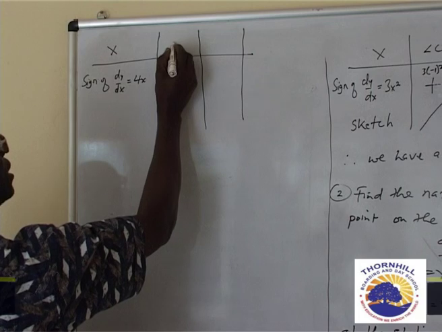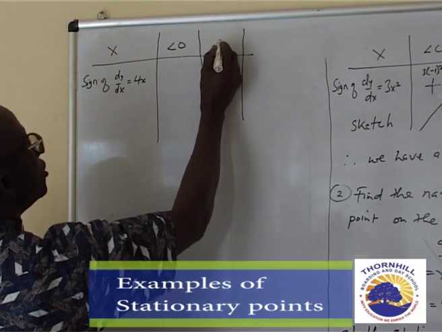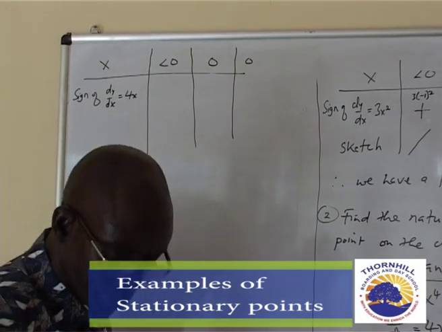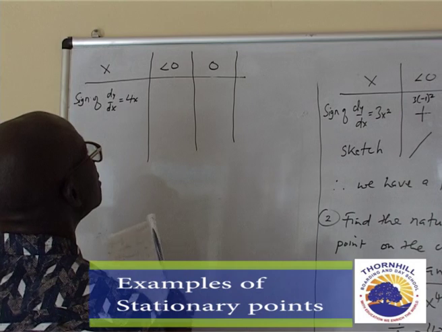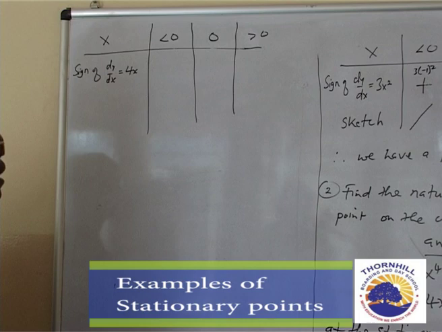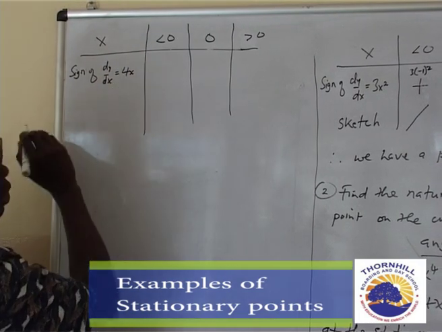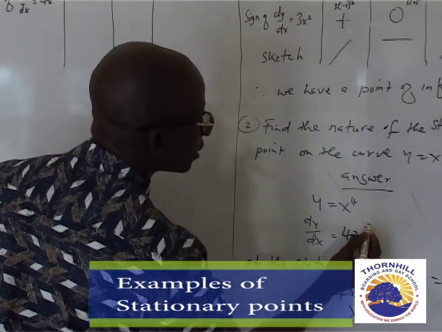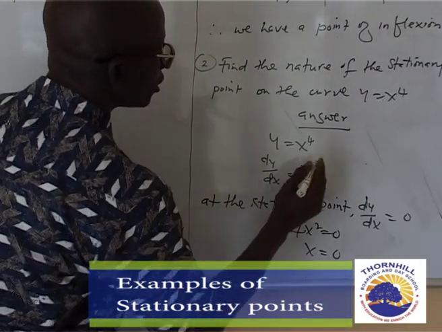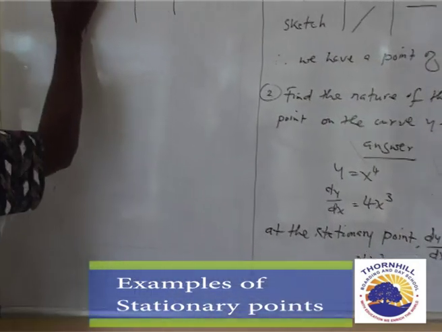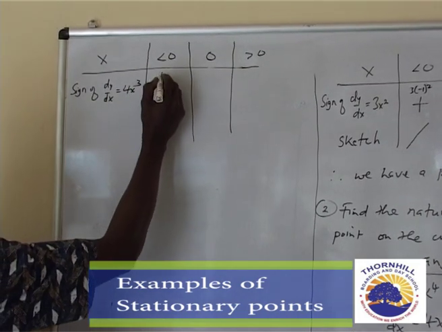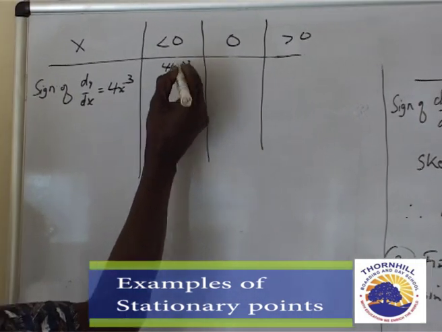You pick a number less than 0, 0, and a number greater than 0. So we pick -1. Sorry, there's a mistake here. This is 4x cubed. So when you pick -1 here, you have 4 times -1 to the power 3.